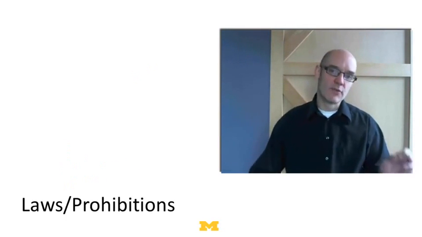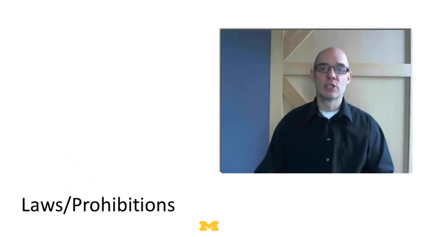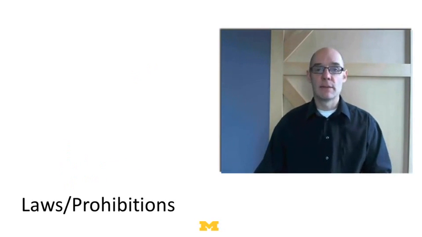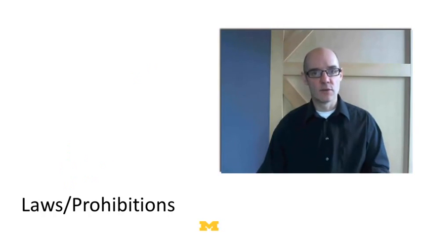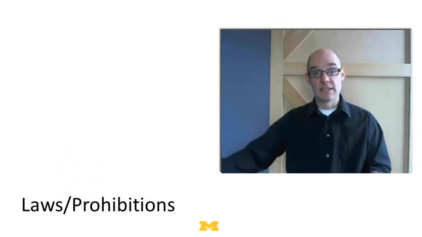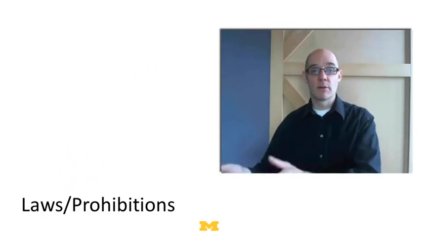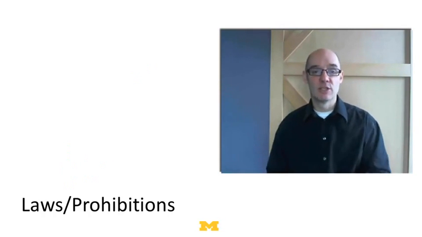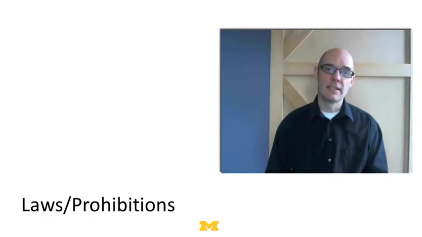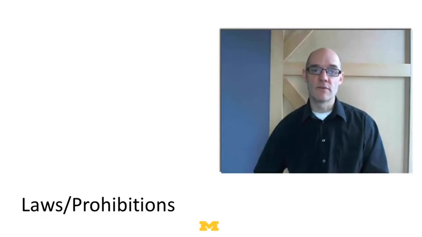Okay, those are the five general ways. Let's talk about two ways we can get cooperation in human societies. First one is laws and prohibitions. You can just make things illegal. For example, it might be in my interest to talk on the cell phone when I'm driving, but it's not in society's interest because it increases the probability that somebody else is going to get injured. So we pass laws saying it's not legal to talk on your cell phone when you're driving.